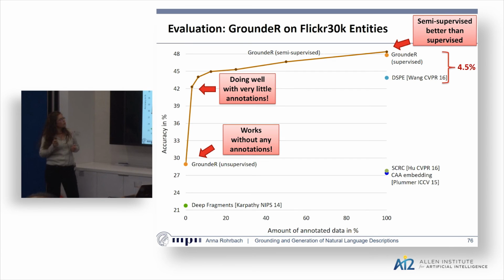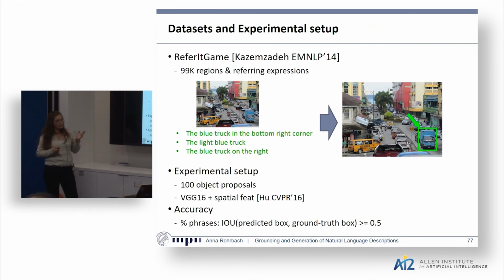So this message is basically that little supervision gives us big improvement and is essentially better than fully supervised. The second data set we look at is this referring game data set, which has a slightly different focus. It has some pointed regions in the image, and the expressions have to disambiguate this region from all other regions. In this case, we used the feature from the prior work which also includes spatial information, because many of these expressions are about left, right, top, bottom.